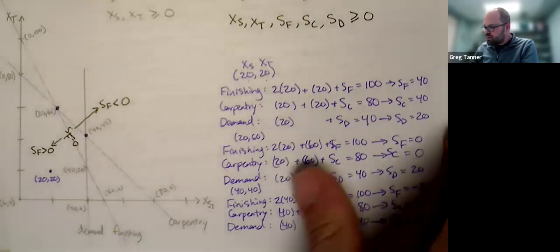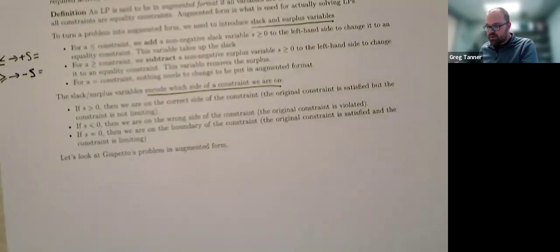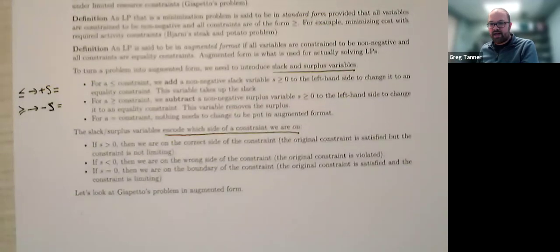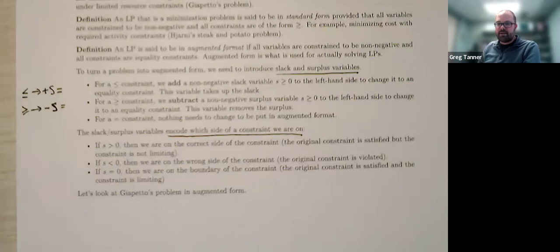So that essentially sums up this idea of augmented form and introducing slack variables. It's a pretty powerful idea when we get into the simplex method.